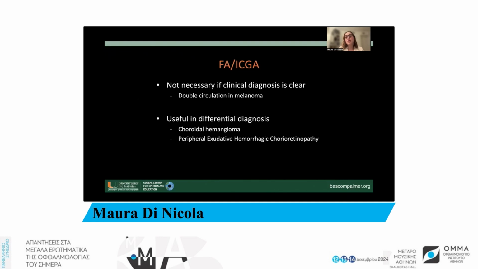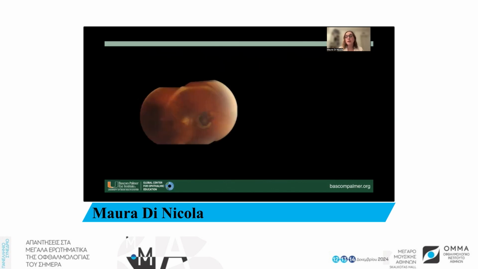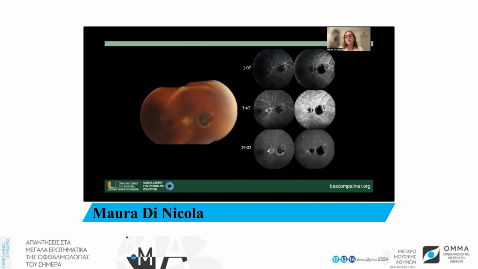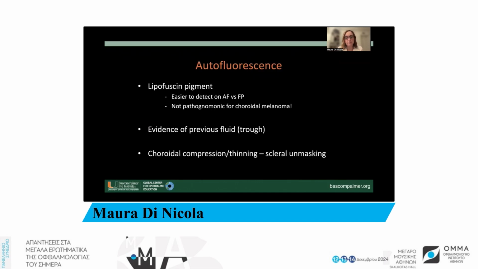So FA and ICG are not necessary in all cases of intraocular tumors if the diagnosis is clear, but they can certainly be helpful in certain cases for differential diagnosis, like for instance in choroidal hemangioma, as I mentioned, but also in conditions that are non-neoplastic but can mimic melanomas, such as this one that was referred for a possible melanoma. But you can see here that when you get FA and ICG, the lesion remains hypofluorescent throughout all of the phases of the exam, which indicates that there's lack of intrinsic vascularization, and this is in fact just blood. So this is related to the presence of a so-called extramacular CMVM, or peripheral exudative hemorrhagic chorioretinopathy.